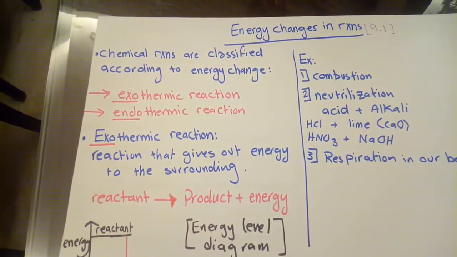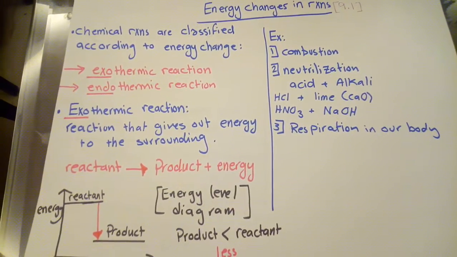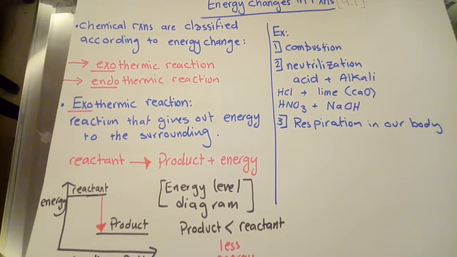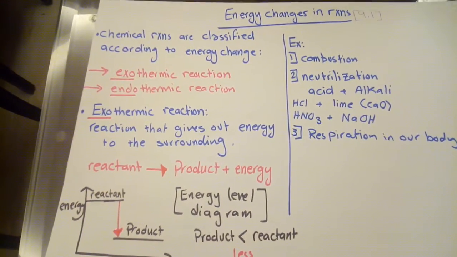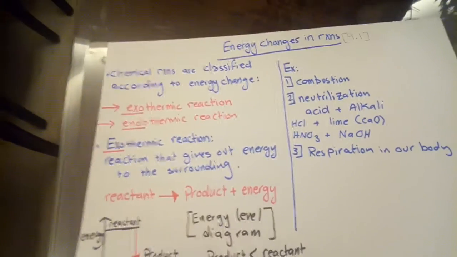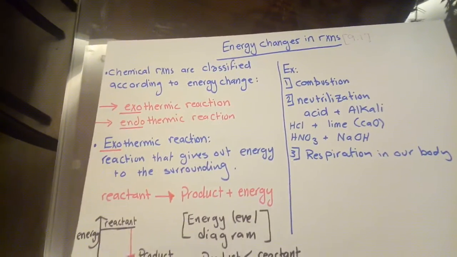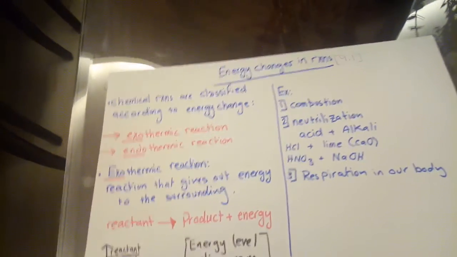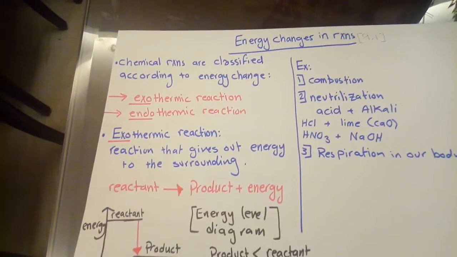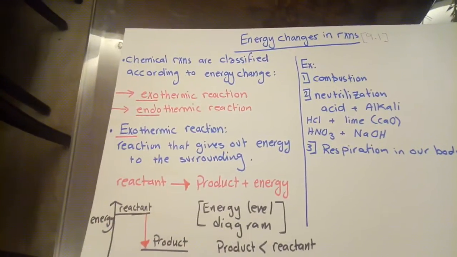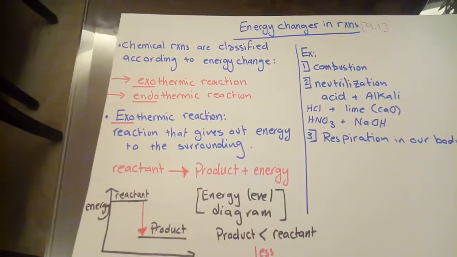I will start with exothermic reaction. What's the meaning of exothermic reaction? It's a reaction that releases or gives out energy to the surrounding. So, if we put some reactants in a test tube and we feel the temperature of that test tube after a while, we can see a heat rise, or a temperature rise. That's from releasing energy. So an exothermic reaction is a reaction that gives out energy to the surrounding.